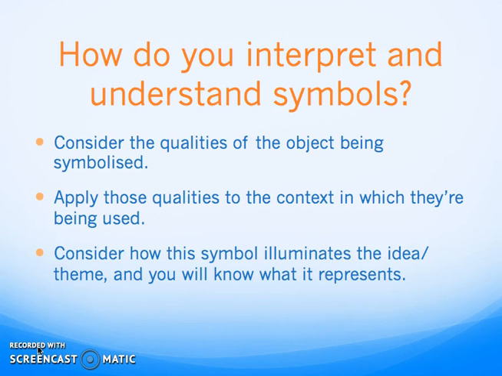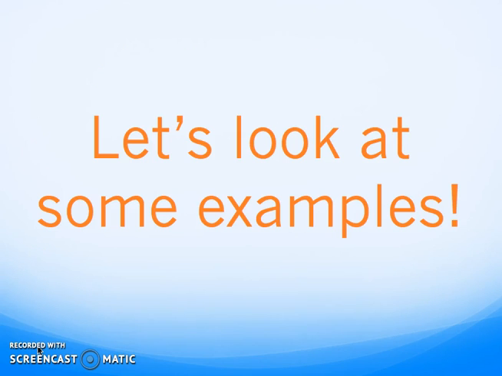How do you interpret and understand symbols? Consider the qualities of the object being symbolised. Apply those qualities to the context in which they're being used. Consider how this symbol illuminates the idea or theme, and you will know what it represents. Let's look at some examples.